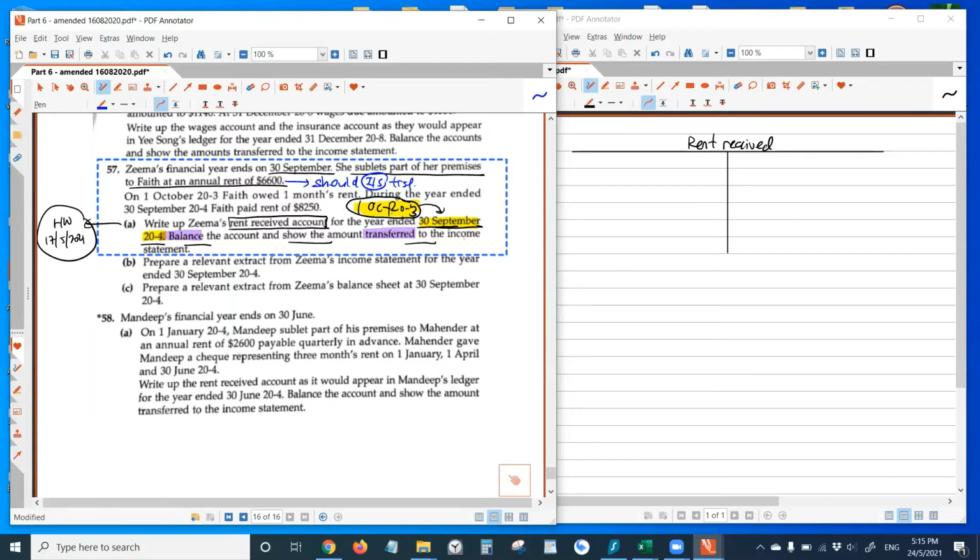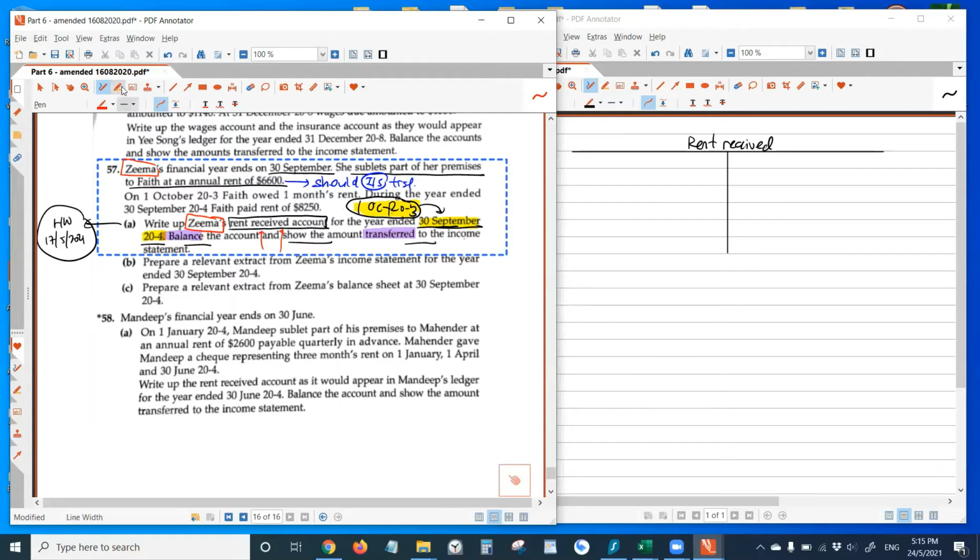Okay, who are we in this question? Have to be careful. We are Zima. Look at the requirement, then you would know who you are. We are doing an income account here. We collect rent from Faith. Okay, we are doing an income account here. We collect rent from Faith.